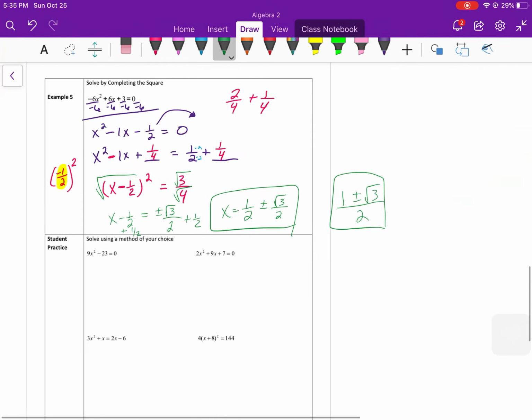So, quadratic formula works every time if it's in standard form. Complete the square works really nice if your b, the middle one, is even or divides out evenly. And solve by square roots works really nice if you have a parenthesis or you have no middle term, no x term. So you decide which method works best for you for each of these.